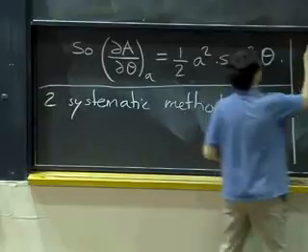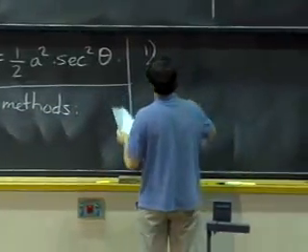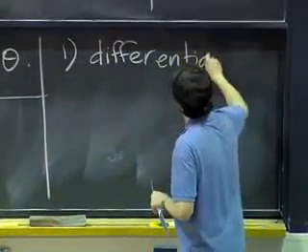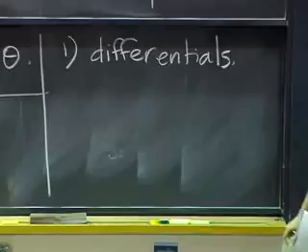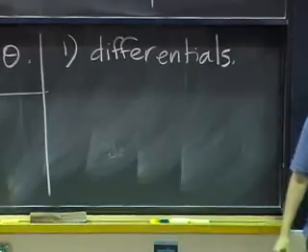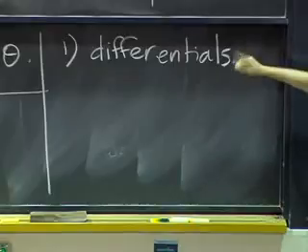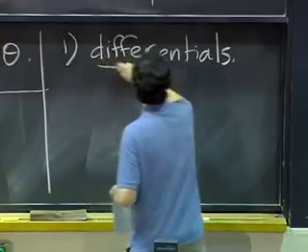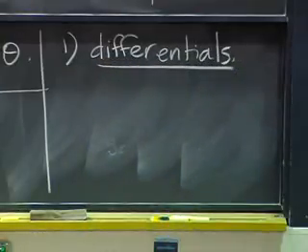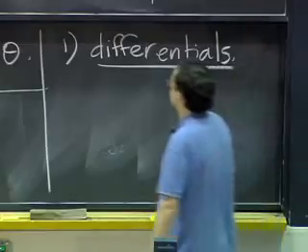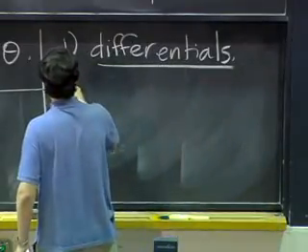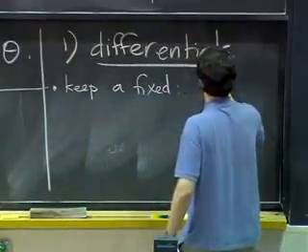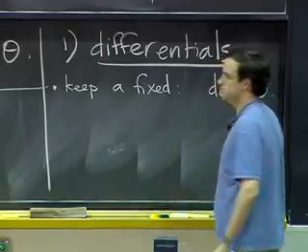Okay, so the first one is to use differentials. By the way, in the notes, they're called also method 1 and method 2. I'm not promising that I have the same one. I might have 1 and 2 switched. It doesn't really matter. So how do we do things using differentials? Well, first, we know that we want to keep A fixed. And that means that we'll set dA equal to 0.